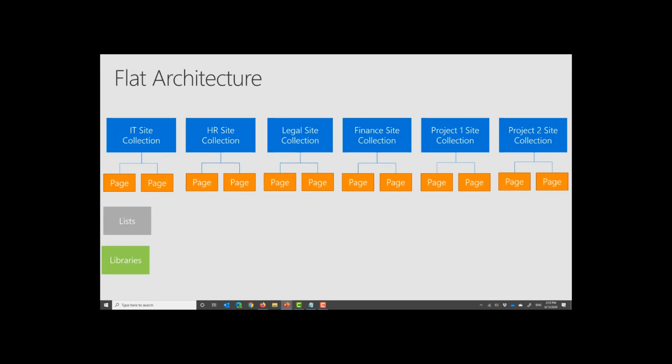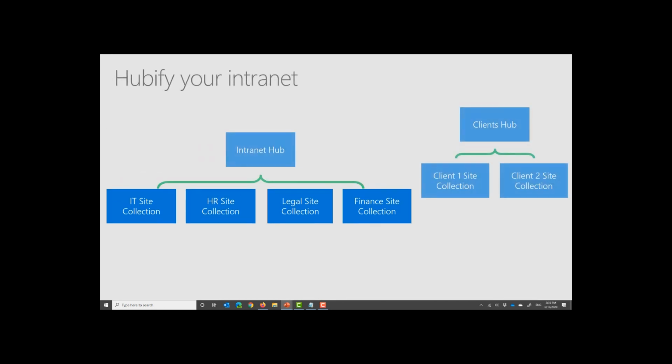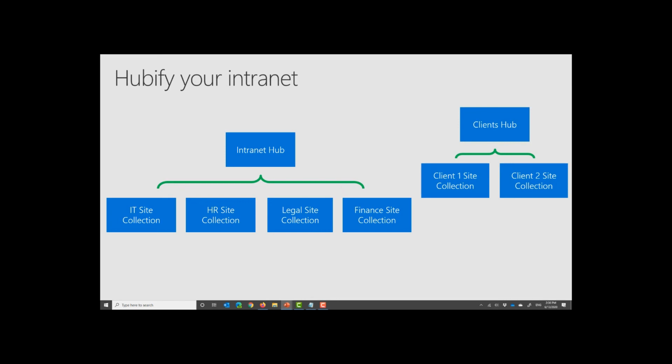So if you look at the flat architecture perspective, we've talked about multiple site collections at the same level. How do we do that? For example, we create an intranet hub that has all the site collections related to departments. We might have a clients hub as well, specifically for clients. This is where you can start associating hub sites or grouping them together under one umbrella to give that virtual hierarchy or virtual information architecture for your intranet.